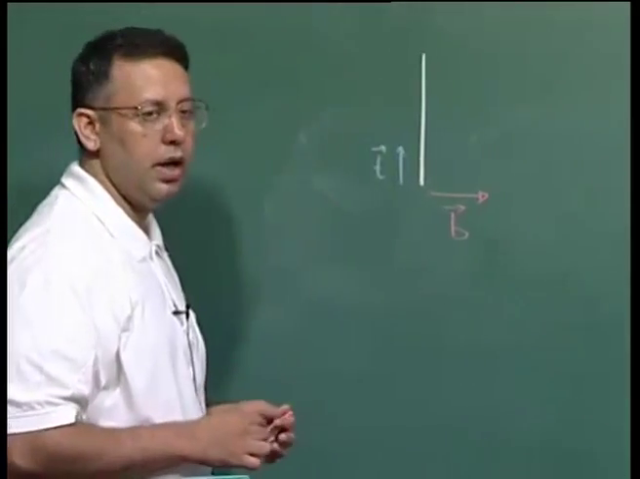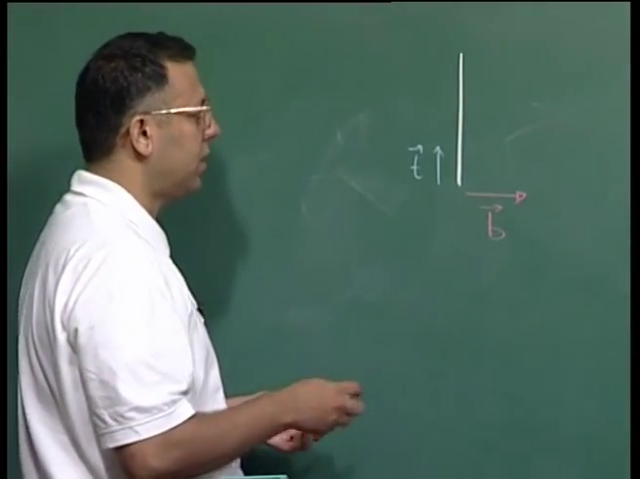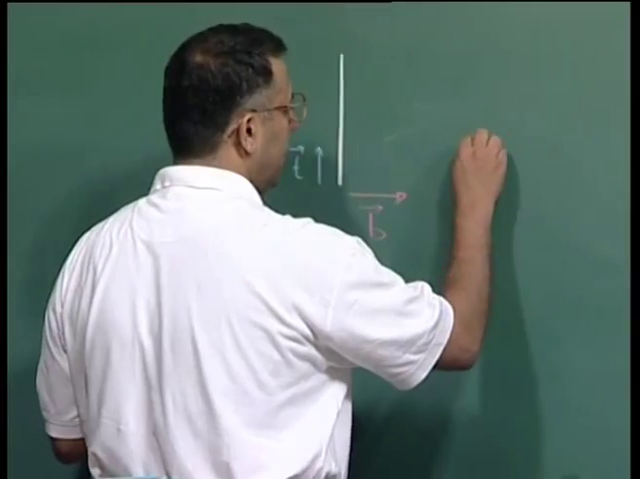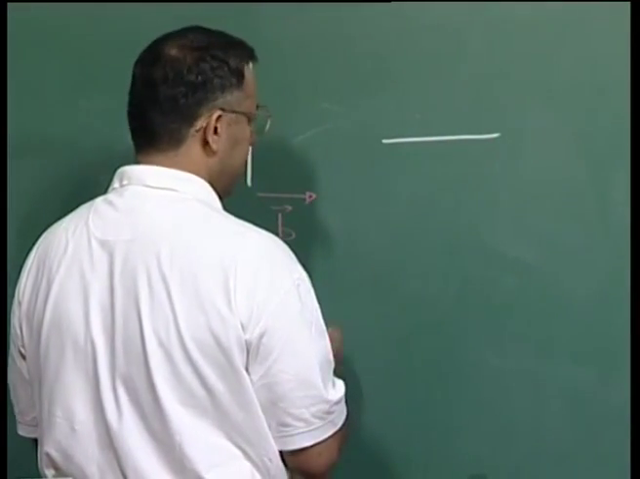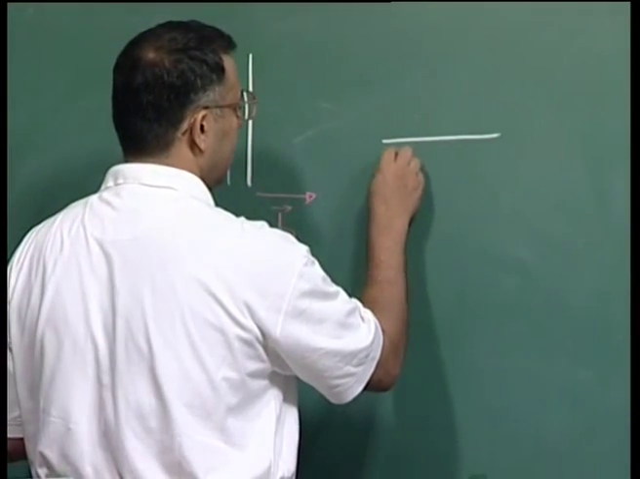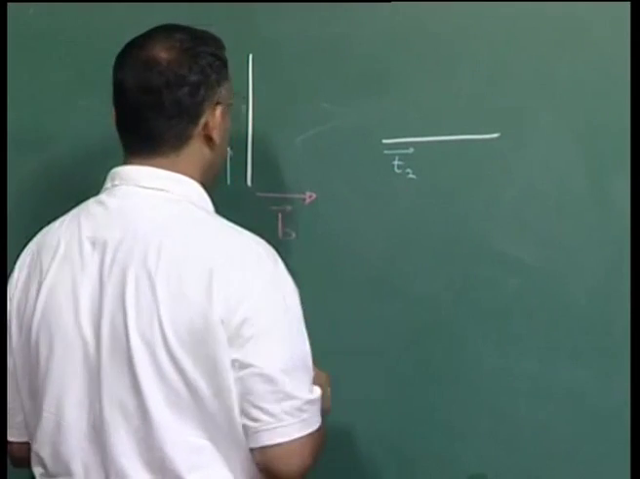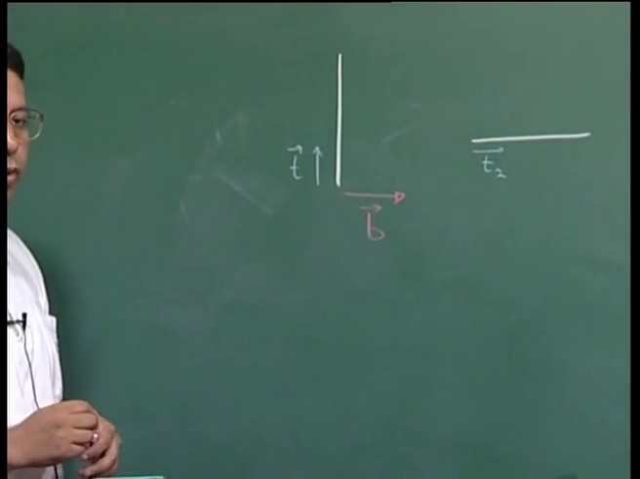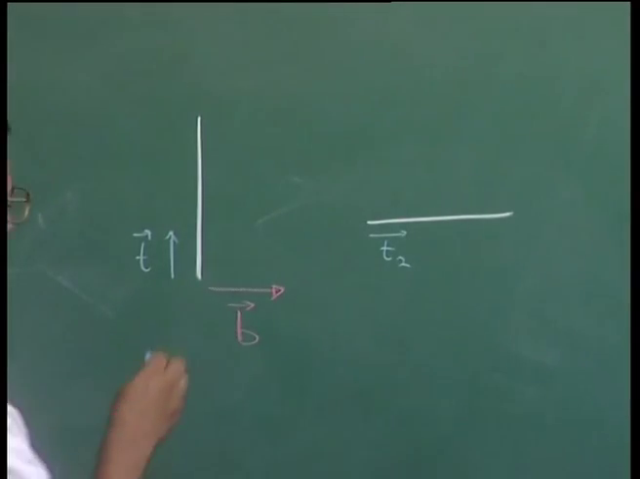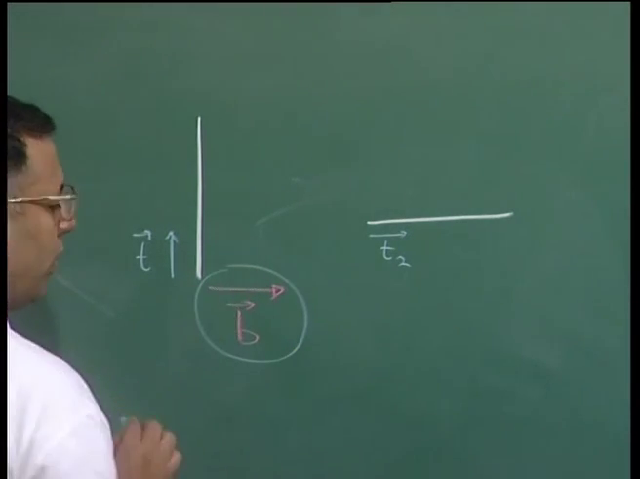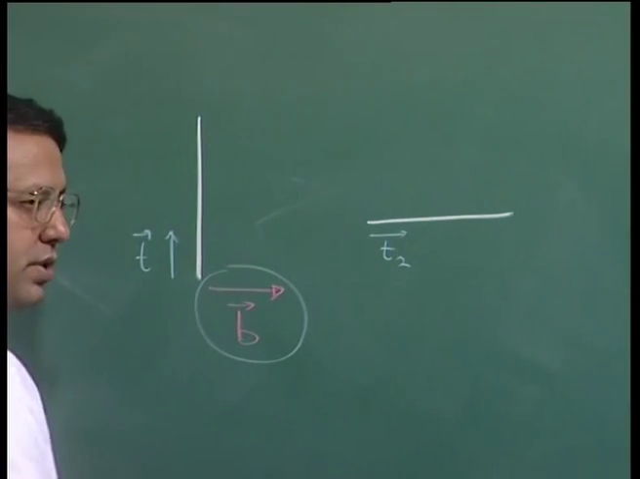This is clearly an edge dislocation, but in some other part of the crystal, it could so happen that I have a line vector like this, in the same crystal of course, my T vector, so this is my T2. Now this has a pure screw character, but the Burgers vector remains the same, this is now my B. I do not have to redraw my B, it is only the T vector which is changing.